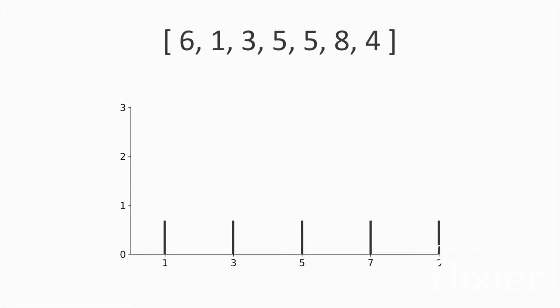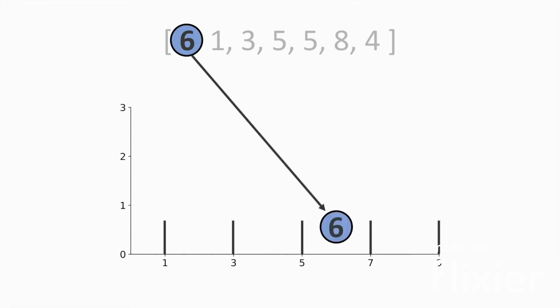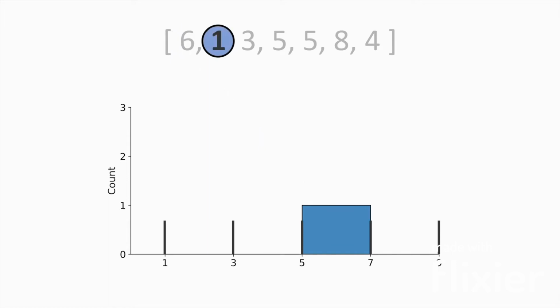Let's try it out. So our first number is 6. If we'd like to place that in the appropriate bin, it would go right here, between 5 and 7. So that means we've seen 1 value in this bin so far, and our count on the y-axis shows that we have 1 value within this bin. Let's try the next number. Number 1 we'll put in this bin, so each bin includes its lower bound. And once again, the count for that bin now is at 1.